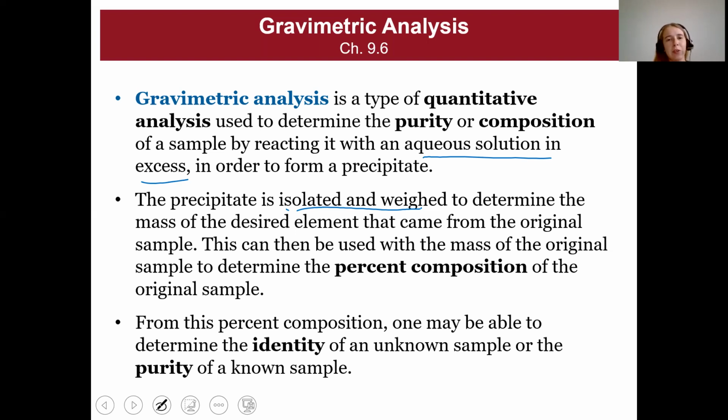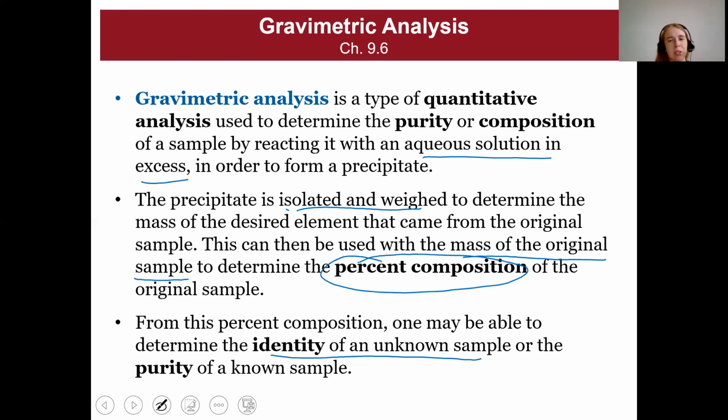So when we have the mass of our desired element that came from the original sample, we use that along with the mass of the original sample as a whole to determine the percent composition of the original sample. So there's two reasons we might want to do this. From this percent composition, we can identify or determine the identity of an unknown sample by its percent composition.